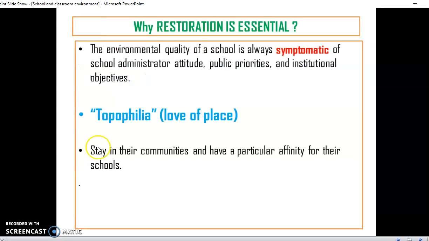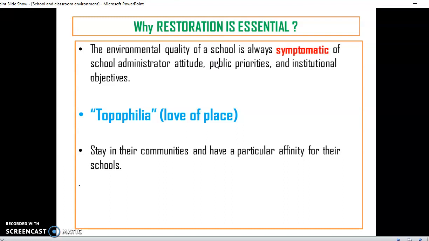I think we began with why restoration is essential in terms of all the aspects that we just discussed, wherein we saw that the environment quality of a school is always symptomatic of school administrators' attitude, public priorities, and institutional objectives. So, when we talk about psychological environment, or physical environment, or participatory environment, there are various things we need to take care of when we think of school and classroom environment.